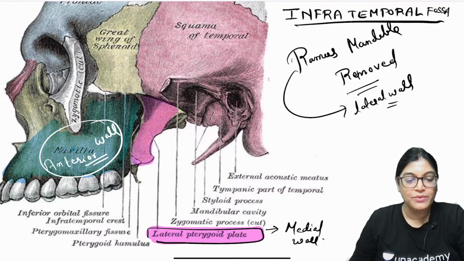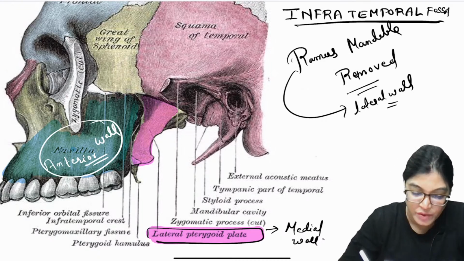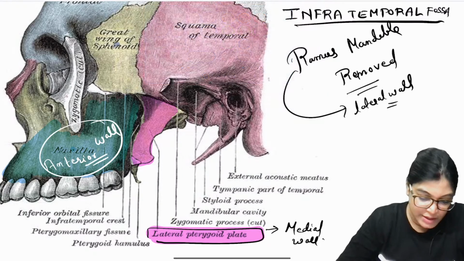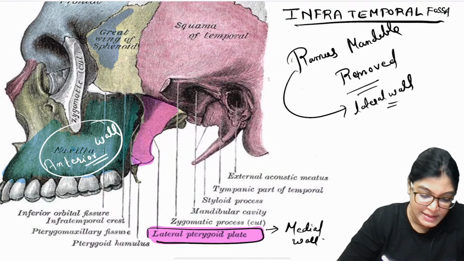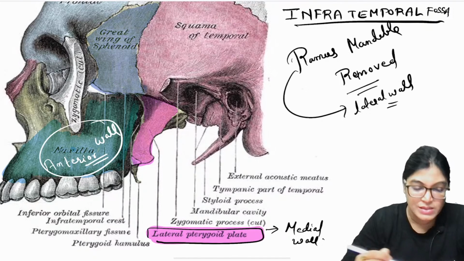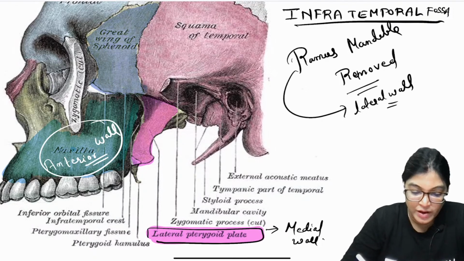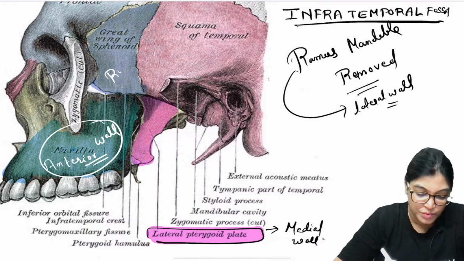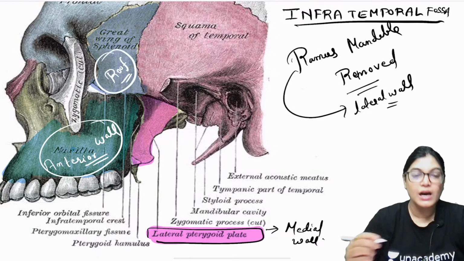The roof is formed by the infratemporal surface of the greater wing of sphenoid. Let me use blue color and highlight this greater wing of sphenoid. This is the greater wing of sphenoid, and the lower aspect of the greater wing of sphenoid is the infratemporal surface of the greater wing of sphenoid. This infratemporal surface is forming the roof.